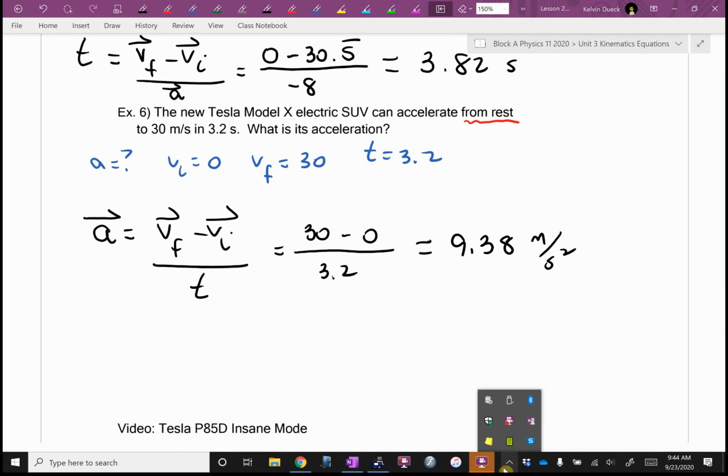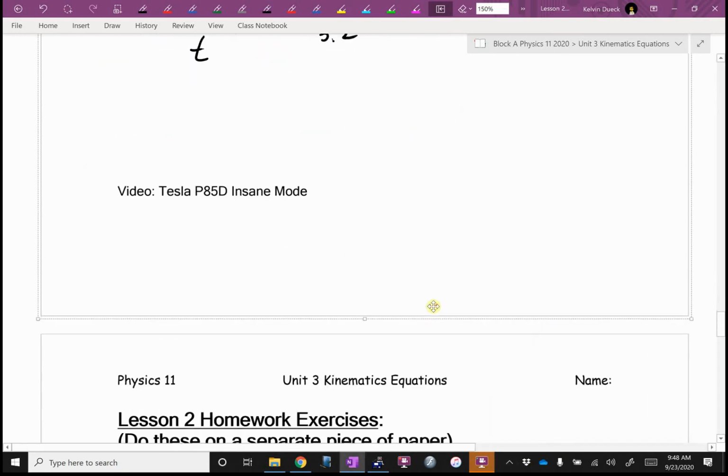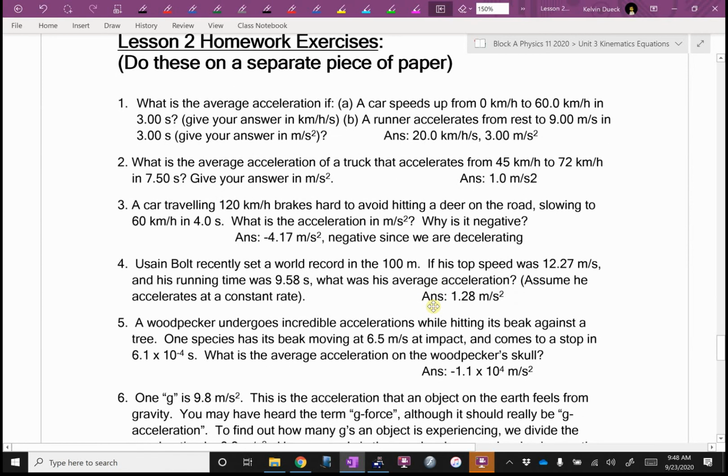Put your pencils down, look up. What's your homework? You're going to have to do these, I think, on a separate piece of paper. Okay? I'm going to skip number 1 because it's got kilometers per hour per second, and I hate those units. But number 2 is good.